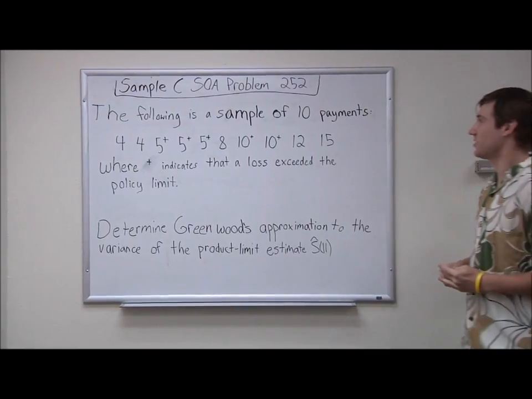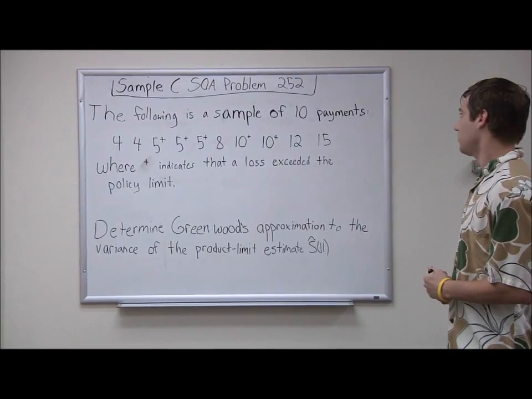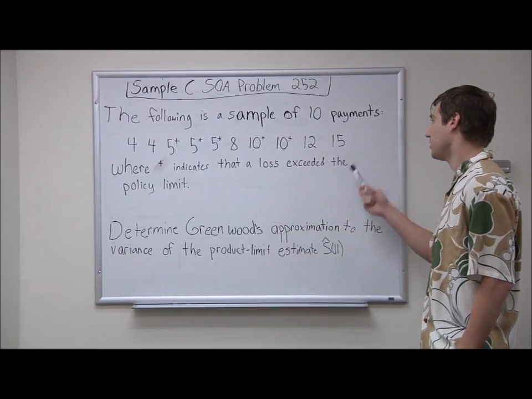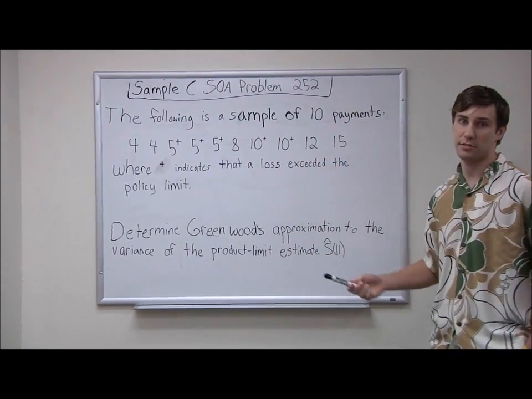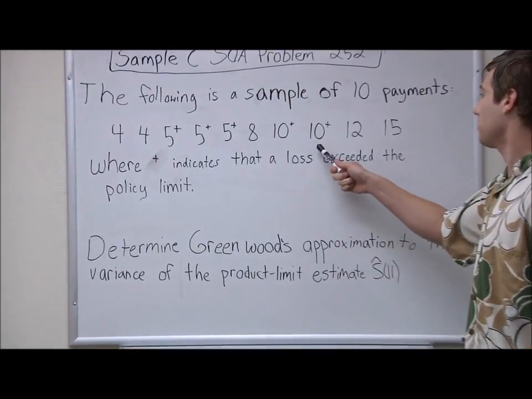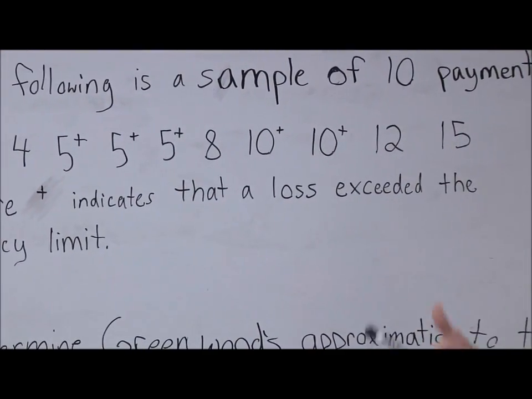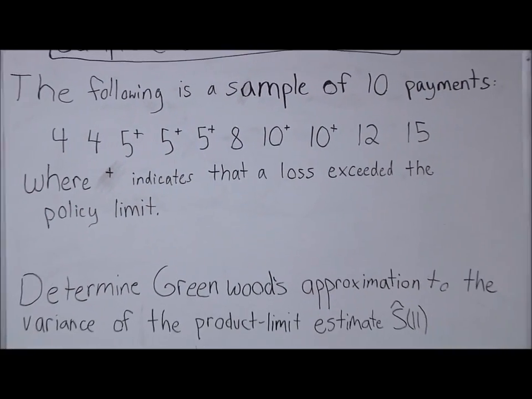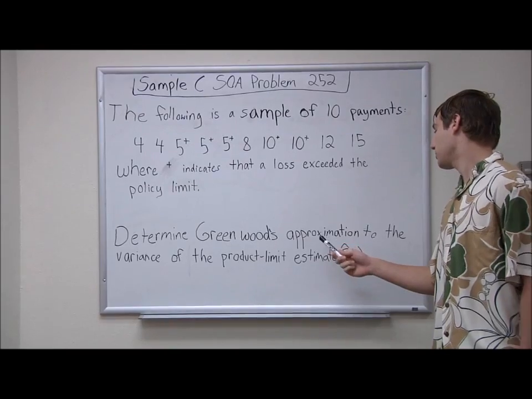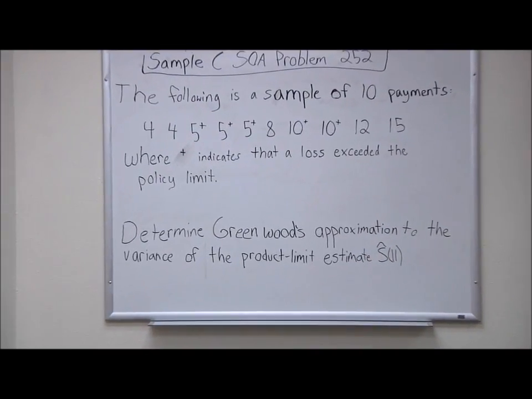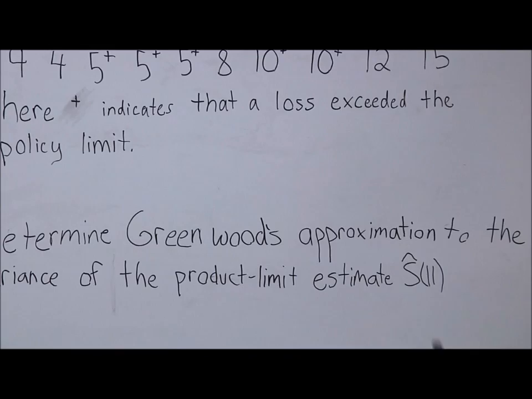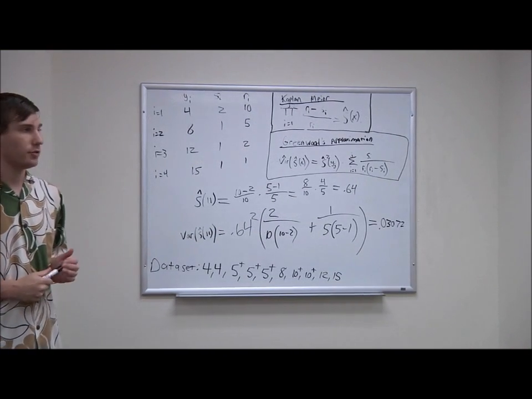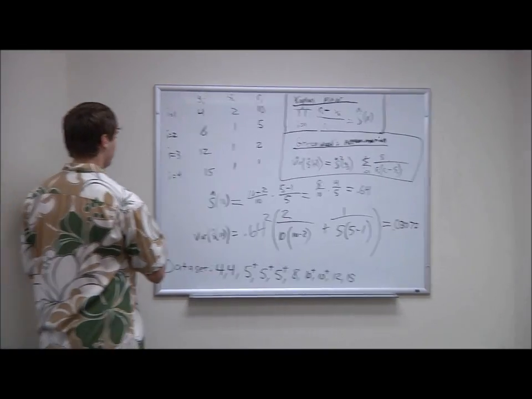Okay, now this is the Sample C problem 252. We have a sample of 10 payments with these numbers, and the plus sign means that's censored data, meaning that this number here could be 11, 12. It's something greater than 10, but they cut off at 10. And now our goal is to determine Greenwood's approximation to the variance of the estimate of S hat of 11. The first step to solving this type of problem is that we need to develop a table like I have here.